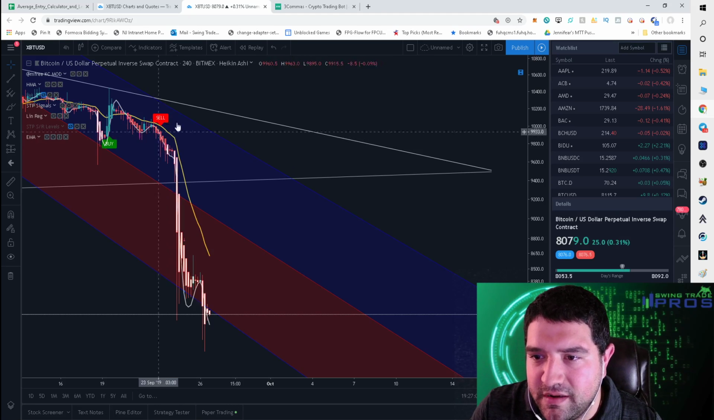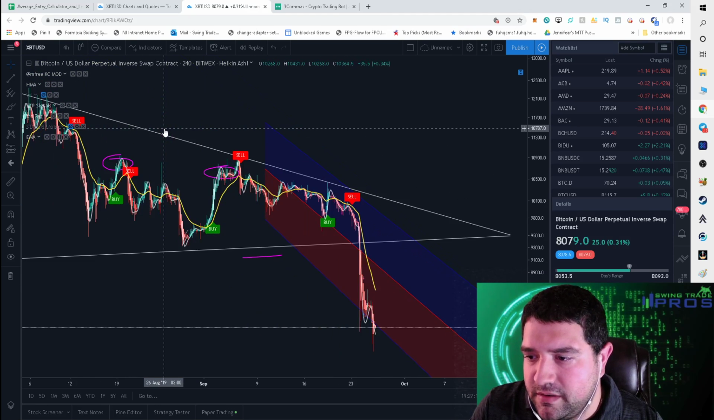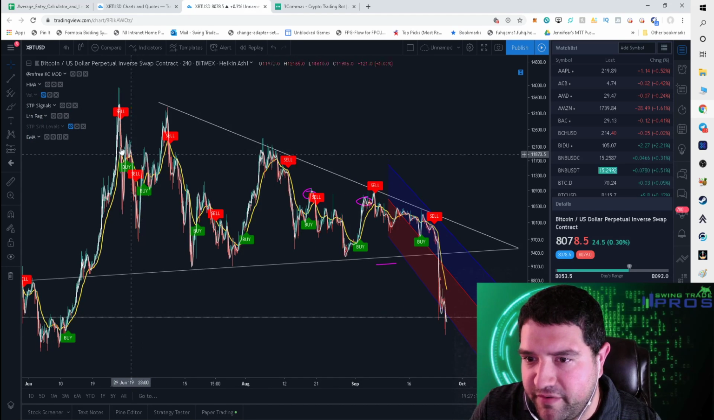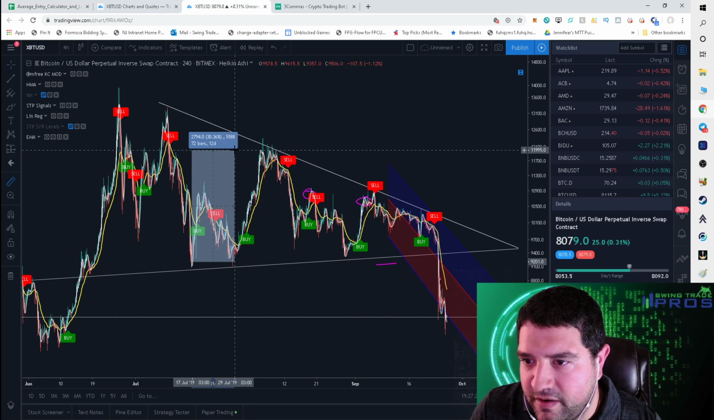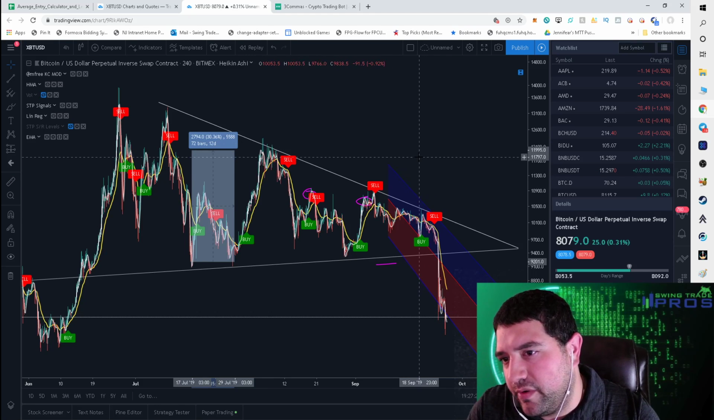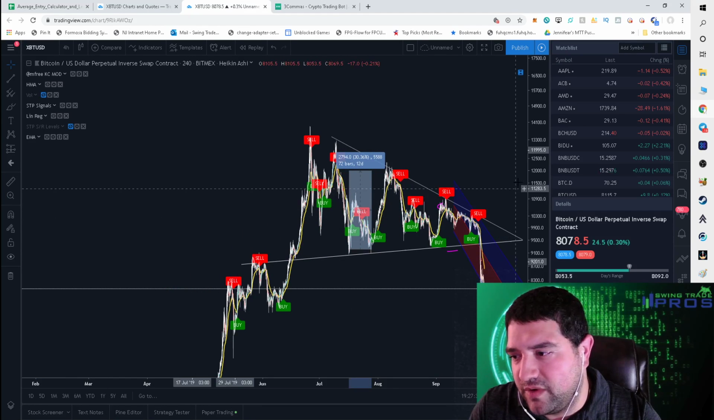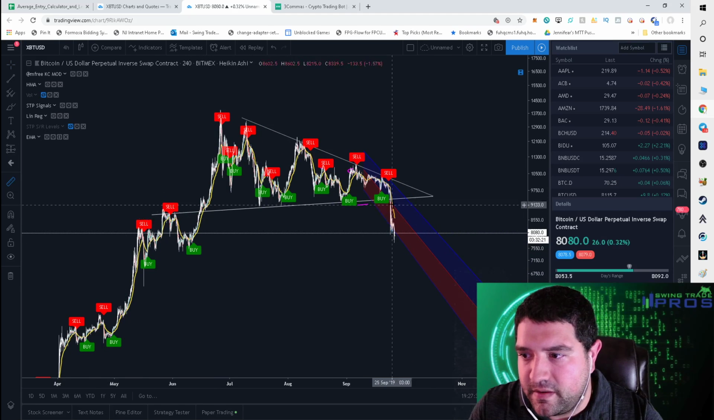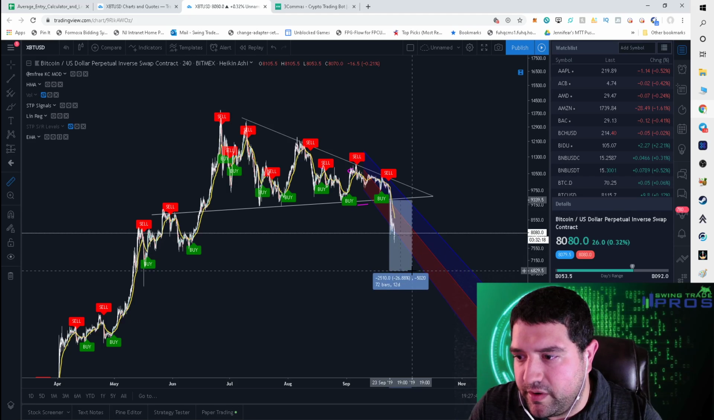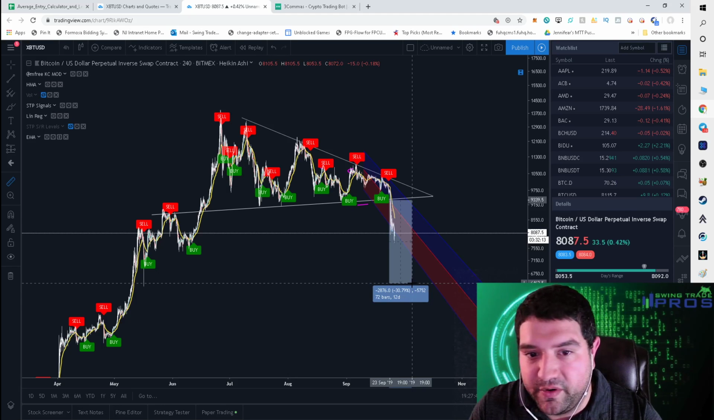So we got the short signal that came in, and we pretty much broke down out of this huge consolidation pattern that we've been in for like months, right? And the measured move on this is right around that 30% area, from what I'm seeing here. Right around 30.36%. So 30% puts us right around 6,500.